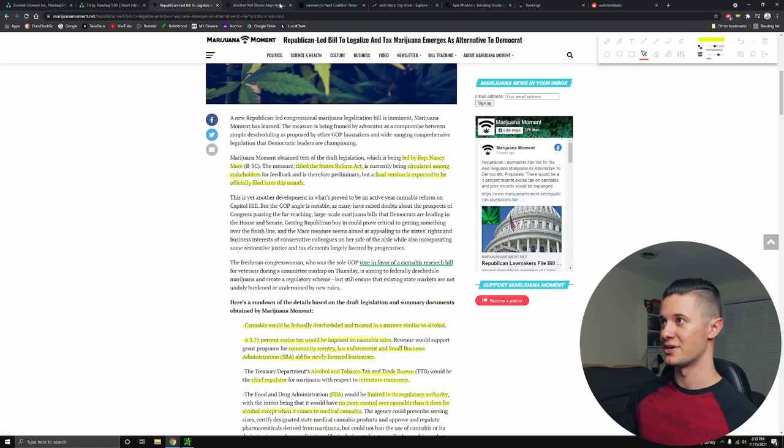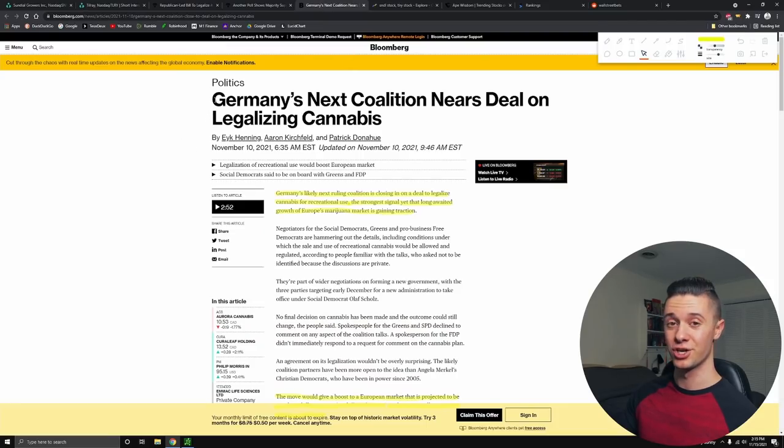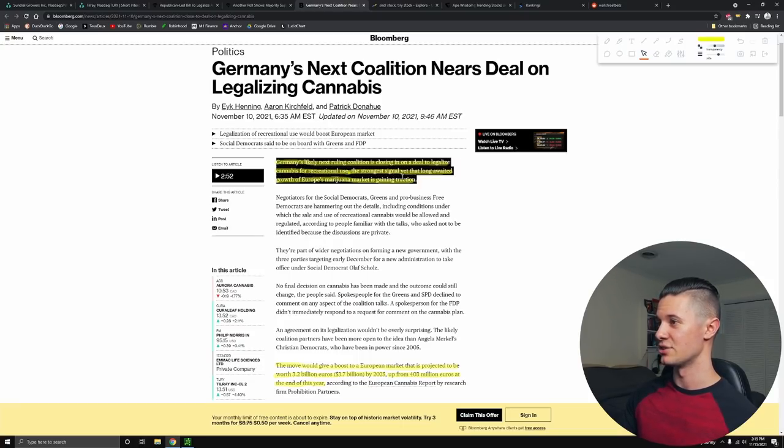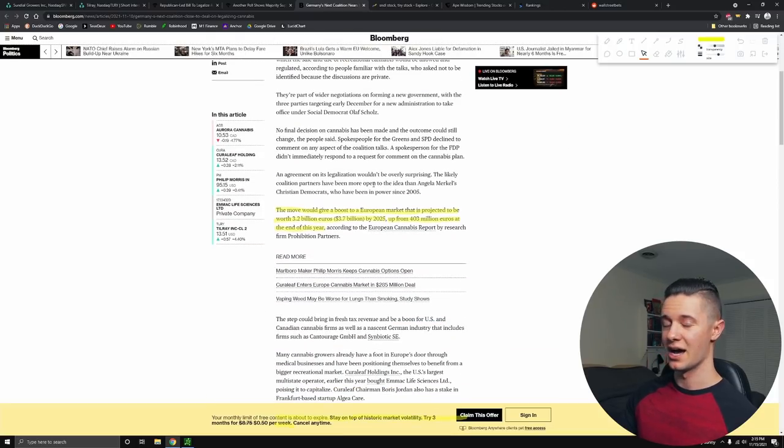Now, there is more news, right? Another country, Germany, is considering legalizing cannabis as well. Germany's likely next ruling coalition is closing in on a deal to legalize cannabis for recreational use, the strongest signal yet that long-awaited growth of Europe's marijuana market is gaining traction. If all that we expect to happen goes through over the next couple of years, then this move would give a boost to a European market for cannabis that is projected to be worth 3.2 billion euros or $3.7 billion by 2025.